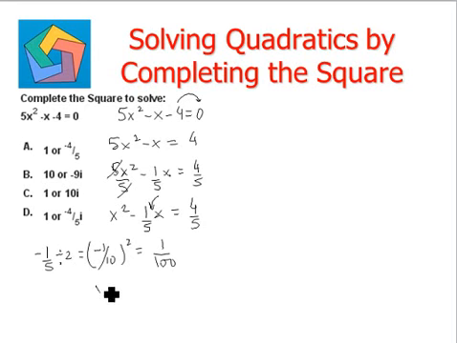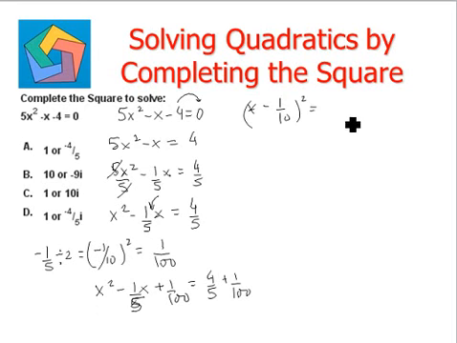So this becomes x squared minus 1/5 of x plus 1 over 100 equals 4/5 plus 1/100. If you observe carefully, the left hand side is x minus 1/10 squared equals 4/5 plus 1 over 100. 100 becomes the LCM. 80 plus 1, this is 81 over 100.